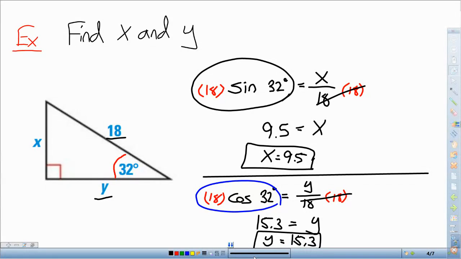Okay, and again, real quick, let's check. If our hypotenuse, our longest side length, is 18, does it make sense for the long leg to be 15.3? Yes, that makes sense. Okay, so nothing too different here. It's just making sure we're picking the right trig ratio and then getting our side lengths in the correct spots.